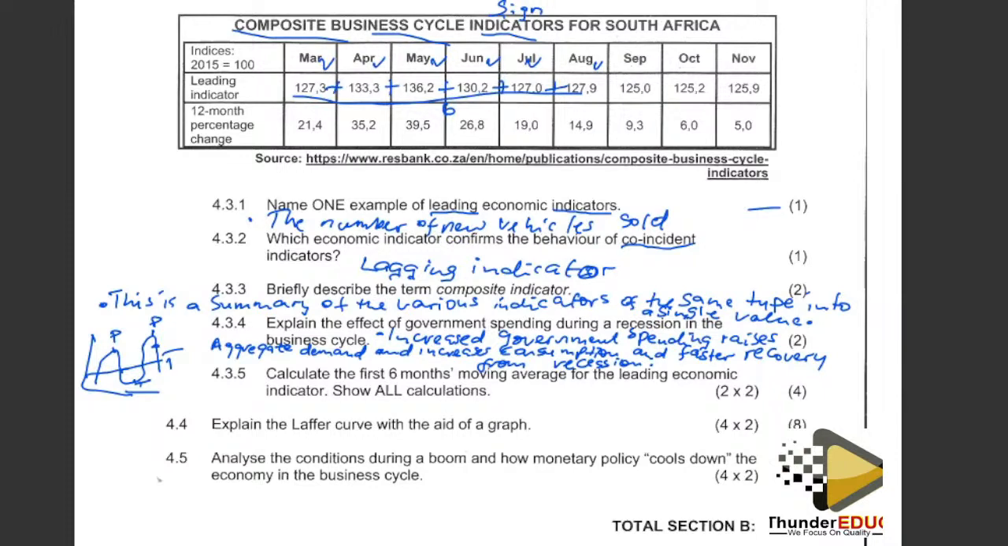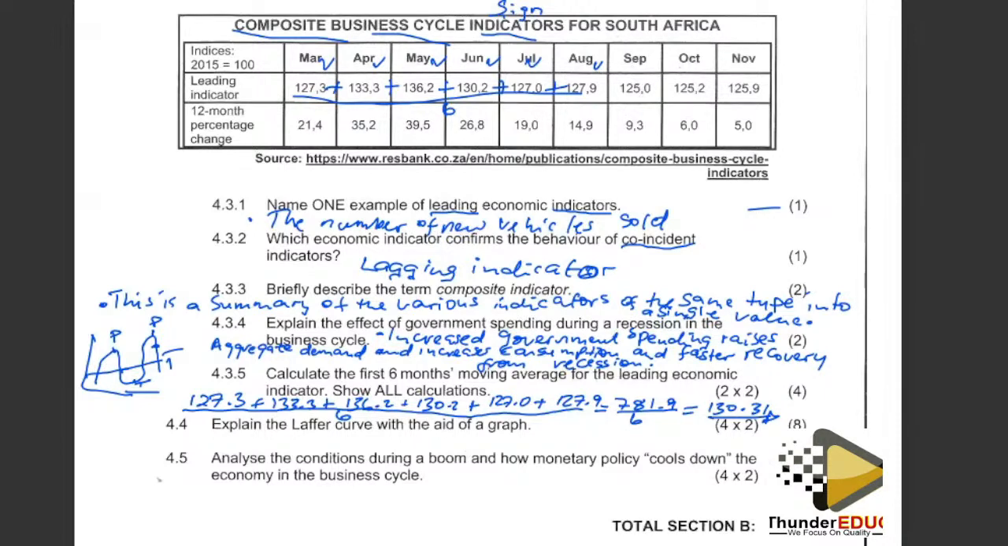Okay, right. So now we are saying that we have 127.3 plus 133.3 plus 136.2 plus 130.2 plus 127.0 plus 127.9. So now all of this, then you divide by six. So now here, the sum of this is going to be 781.9 divided by six. So now our final answer is going to be 130.31. Okay, grade 12s. So this was what the question wanted you to come up with.